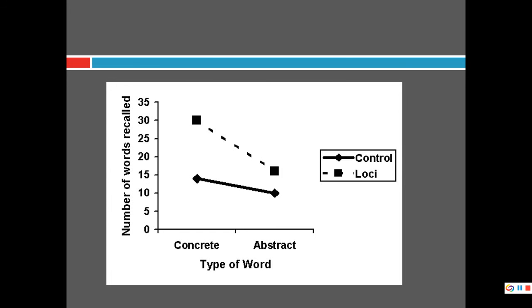Interactions really help you figure out the whole picture. They tell you that the effect of a variable might depend on the level of another variable, that their effects are not uniform across all different sorts of circumstances. Okay, I'm going to stop this one here and then move on to another example in the next video.